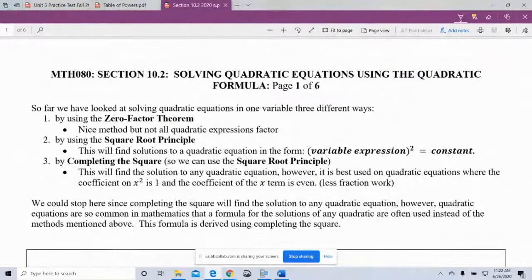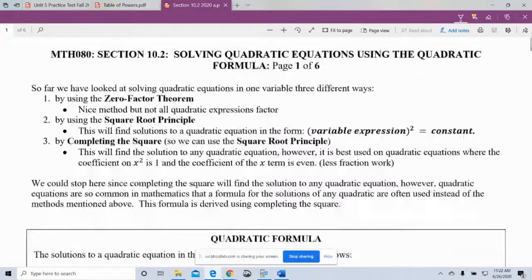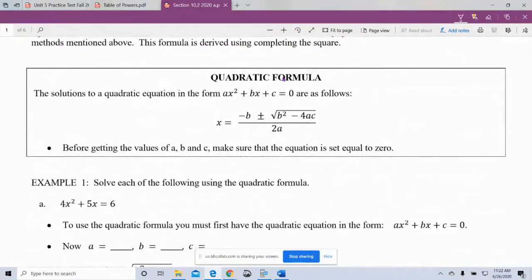In this video, I'm now going to start showing you how to solve quadratic equations using the quadratic formula. So there's our quadratic formula right here.